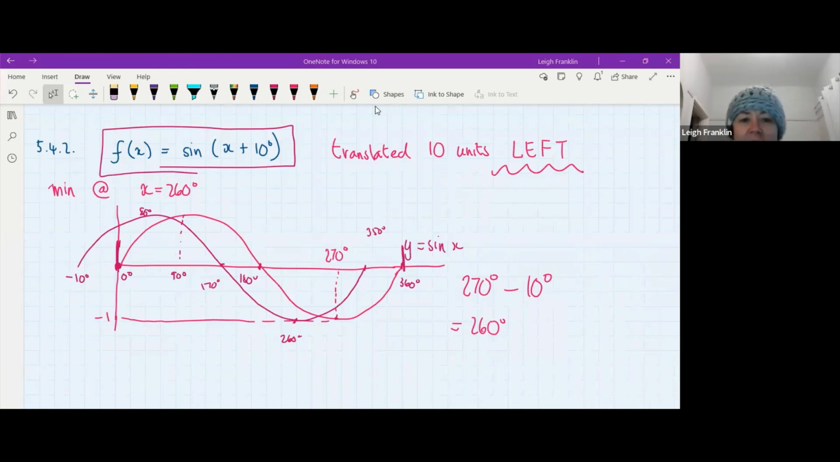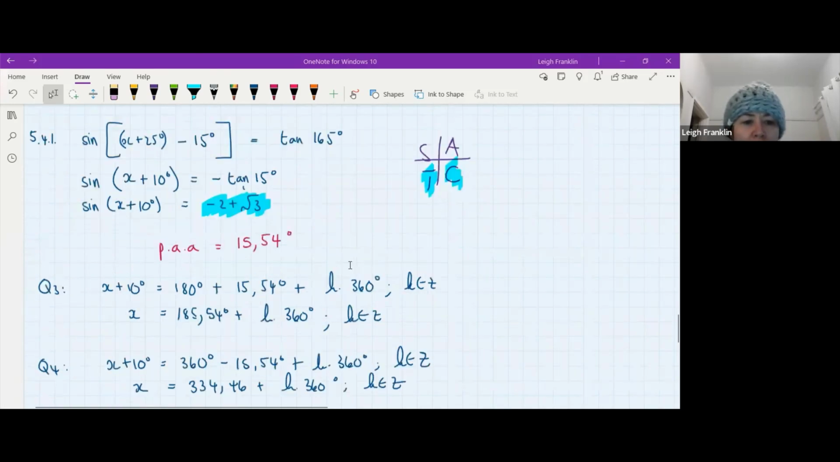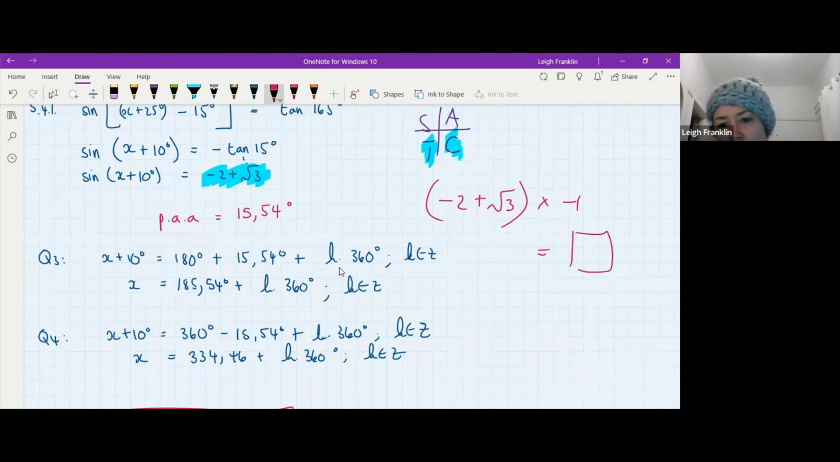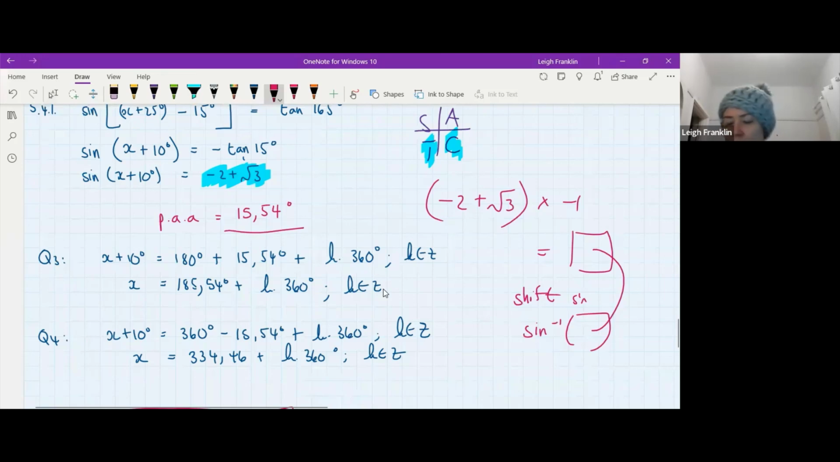Kulani says, how did you get the PAA in 5.4.1? Okay, so Kulani, first of all, what I did on my calculator is I took -2 plus √3 and I multiplied it by -1 because I wanted a positive answer. Then you've got to go shift sine, so that's arc sine, and then you take this value and pop it in. Okay, and then you'll get that.